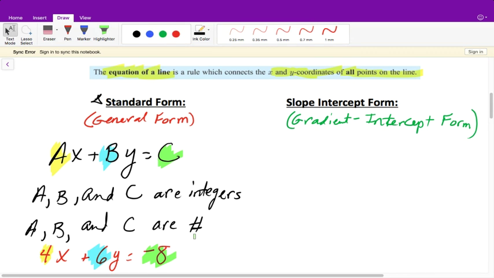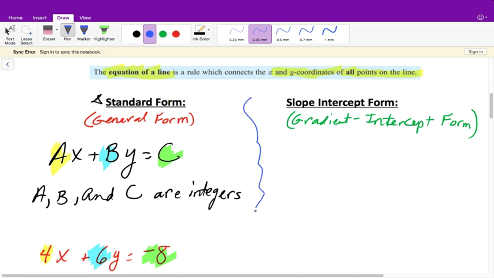But in general form, it's written as ax plus by is equal to c, where a, b, and c have to be integers. All right, I'm going to erase this because clearly they have to be numbers when they're integers. And c is a constant. All right, so in general form, it's ax plus by is equal to c. Now, in our slope-intercept form, we would take this standard form and rewrite it so that y is equal to. So in our slope-intercept form, it is y is equal to mx plus b.